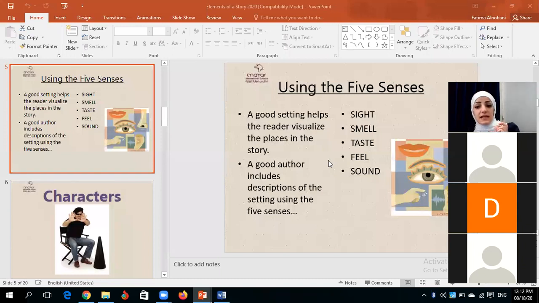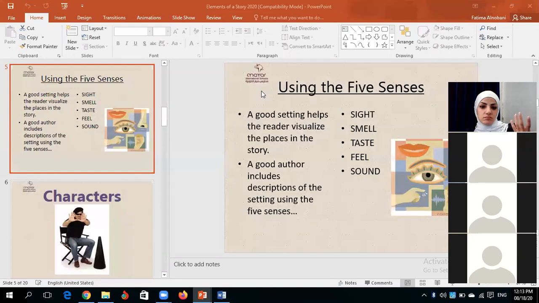Using the five senses, a good setting helps the reader visualize the places in the story. A good author includes descriptions of the setting using the five senses. Sight, smell, taste, feel, and sound. Okay, when we use the five senses, Jad, how come it helps us visualize?